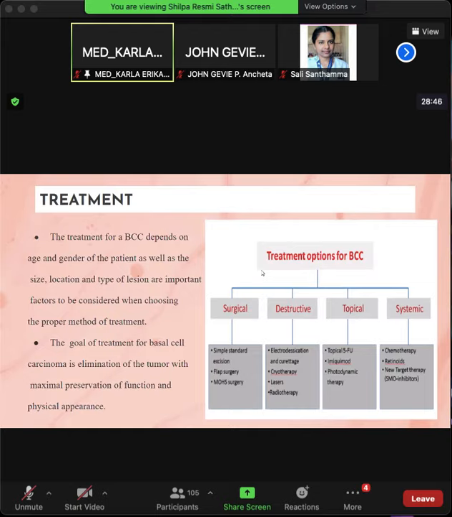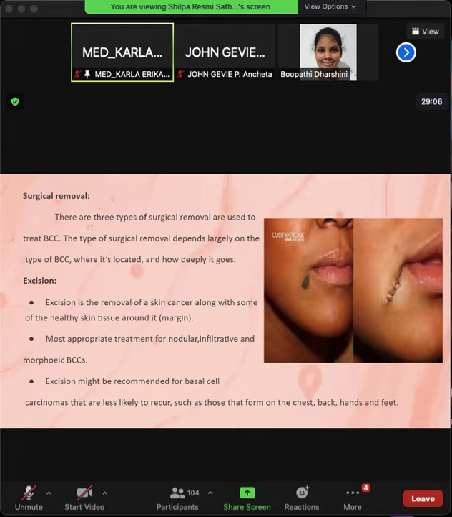Next, we are going to the treatment. Treatment for BCC depends on the age and gender of the patient, as well as the size, location, and type of the lesions, which are important factors to be considered when choosing the proper method of treatment. The goal of treatment for basal cell carcinoma is the elimination of the tumor with maximal preservation of function and physical appearance. Next slide. So the first one is surgical removal.